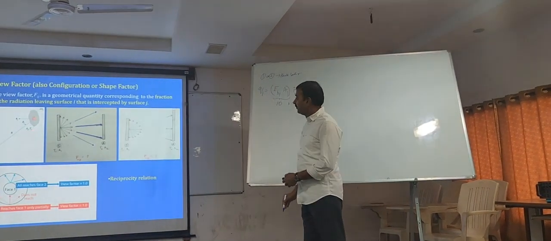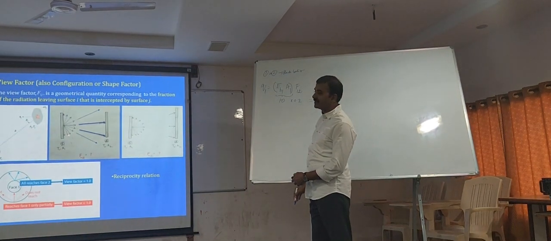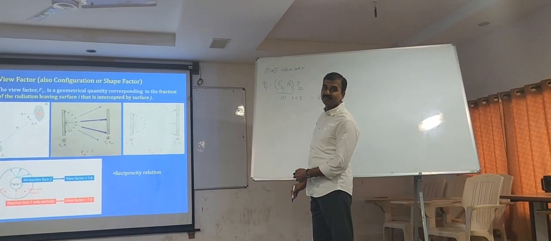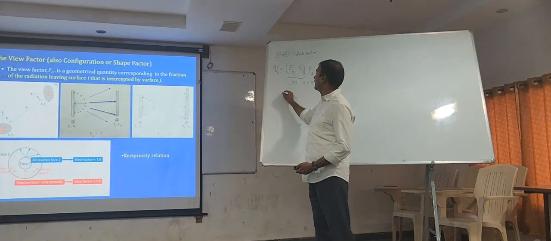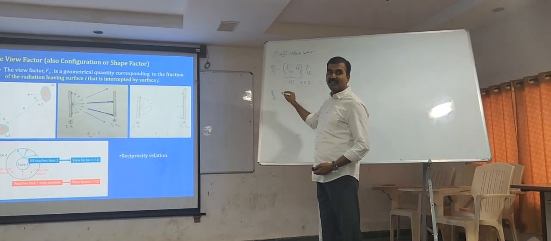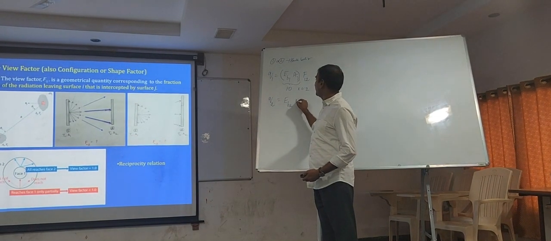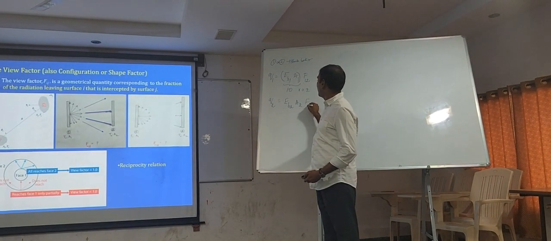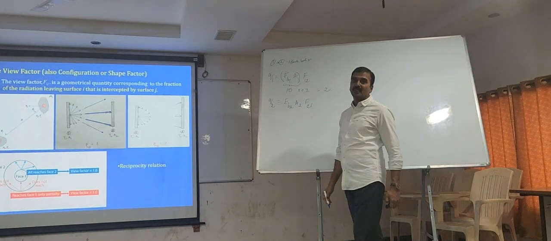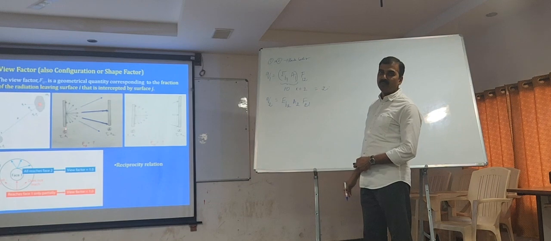Similarly, tell me what is the energy that is leaving the surface 2 that strikes surface 1? Let us say I am writing this as Q2. EB2 A2 F21. Now, they are exchanging energy between the two.